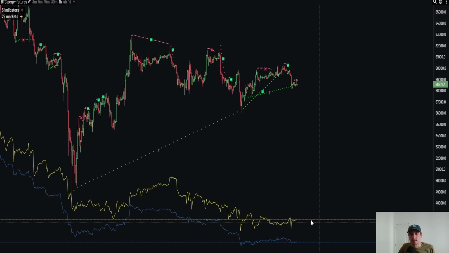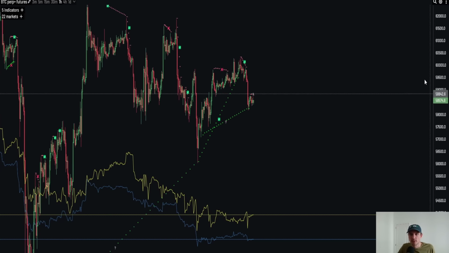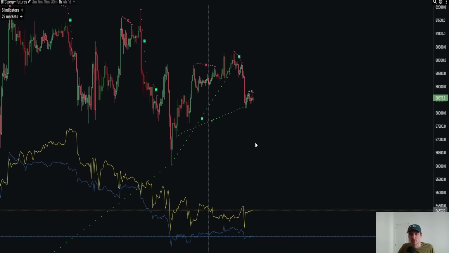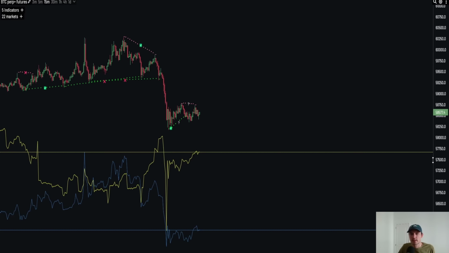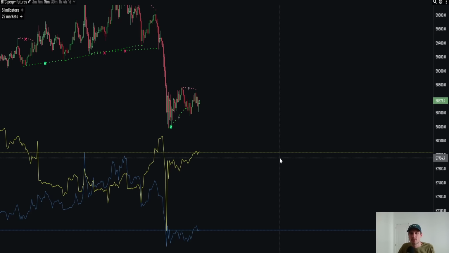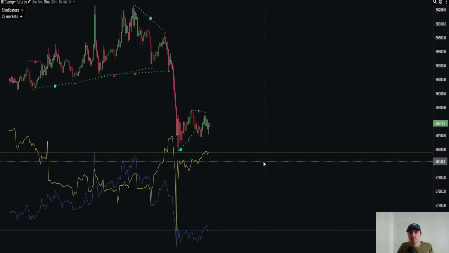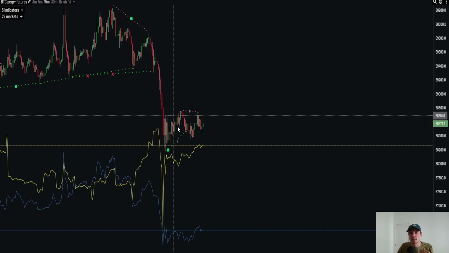If we look at the CVD divergences, then we still have the bigger bullish CVD divergence here on the chart, higher low in price, lower low on the CVD, and also here more locally, higher low in price, lower low on the CVD. However, what I prefer to see is 15-minute, 5-minute, 3-minute bullish CVD divergences building as price changes market structure and moves to the upside, which at the moment is not the case.